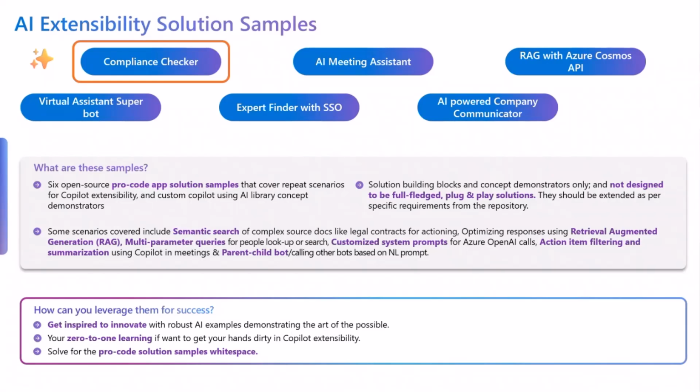Then we have a virtual assistant superbot. Like I said, this demonstrates the superbot, parent bot, child bot concept. So if you have a superbot that recognizes intent, can it call subbots based on that intent? Finally, one of the big things that we realized is that people get confused or struggle with how to do SSO with Copilot. So there's an expert finder bot that demos SSO with Copilot. And lastly, the company communicator is back, but this time an AI-powered version of the company communicator.